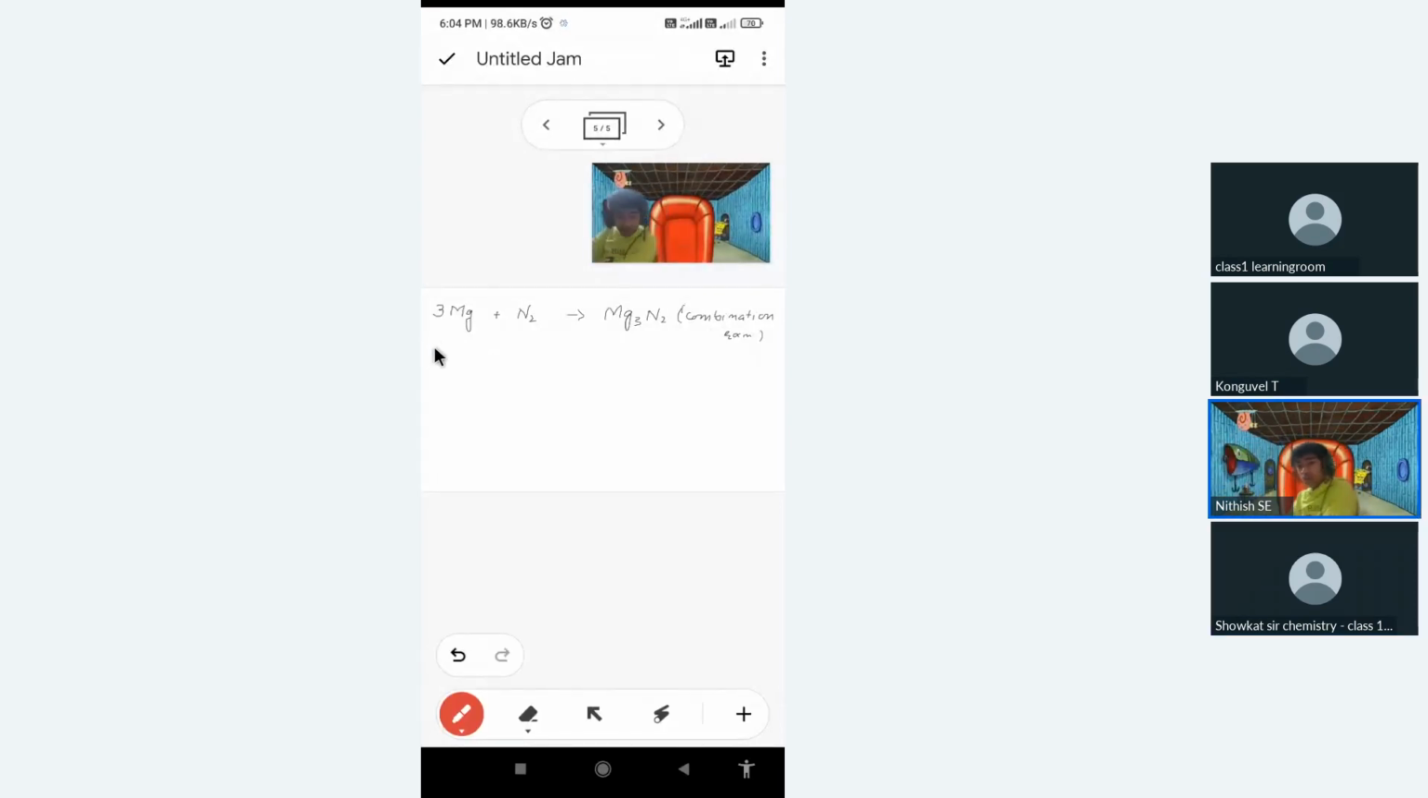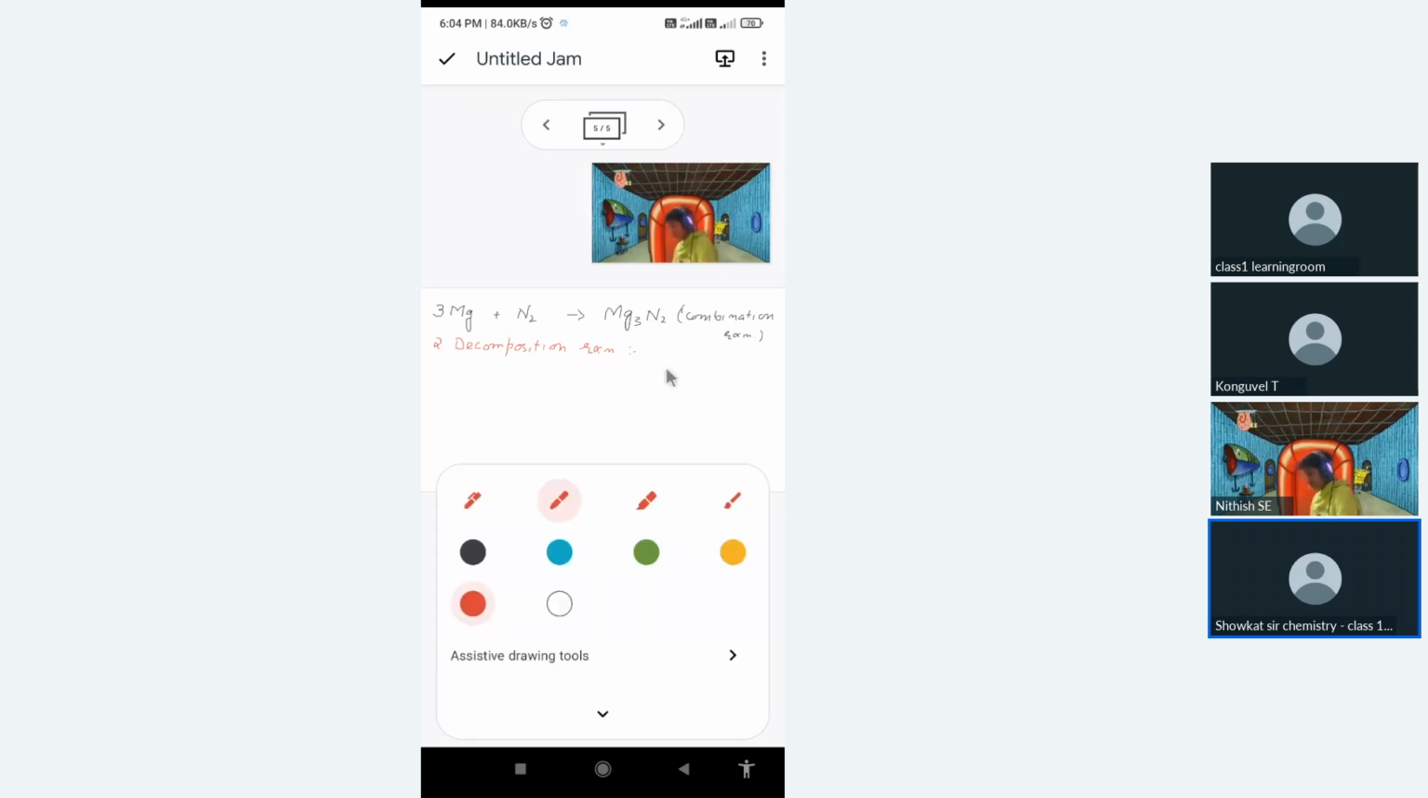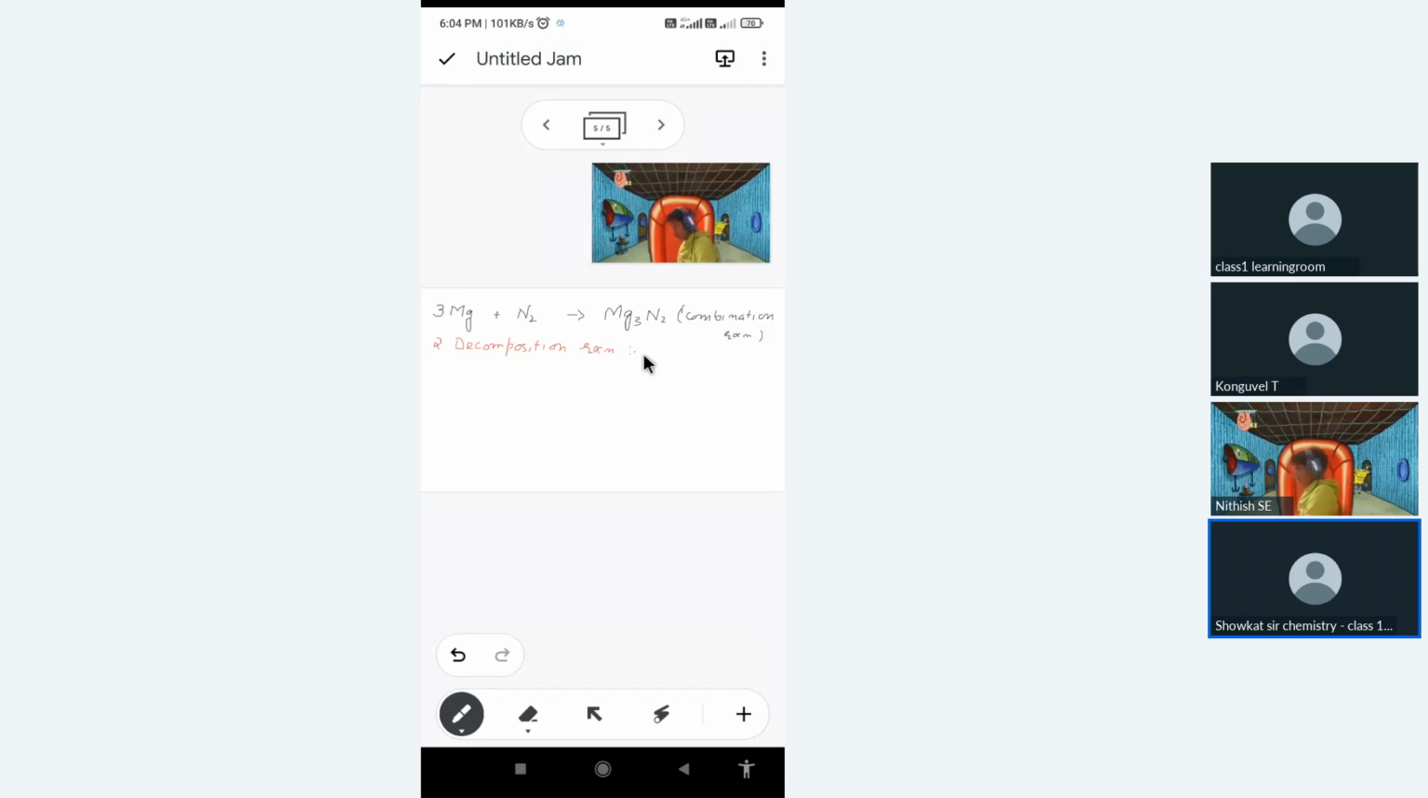Now let's see the next type of reaction, that is the decomposition reaction. One compound splits into two products. Exactly. A decomposition reaction is one in which we have a single reactant that gets broken down into two or more simpler products. It's just the opposite of combination. For example, Mg3N2 gives 3 Mg plus N2.